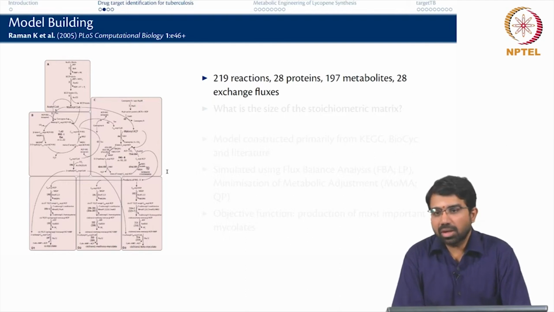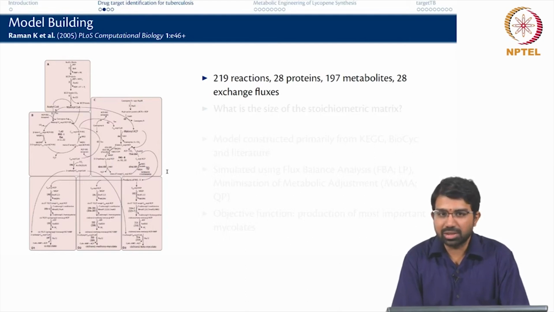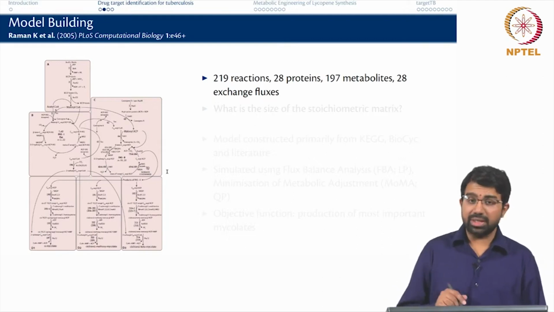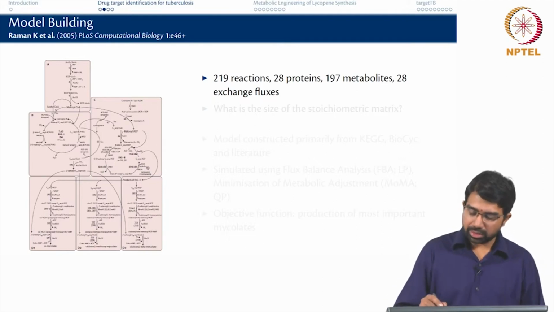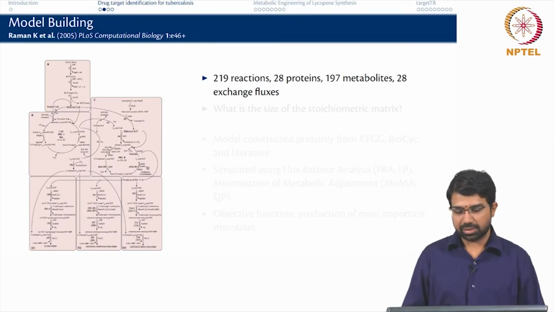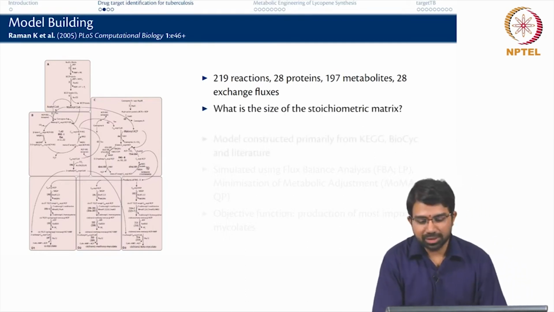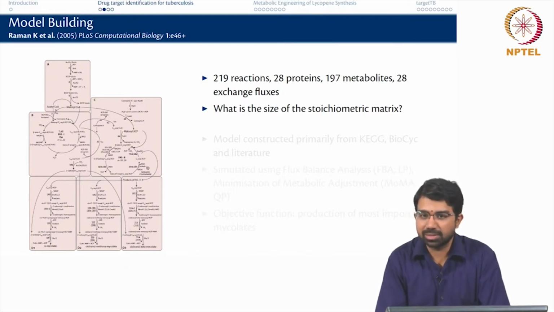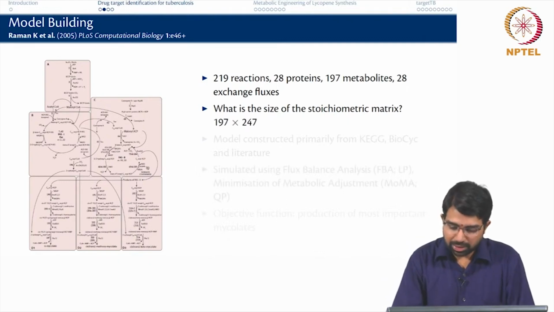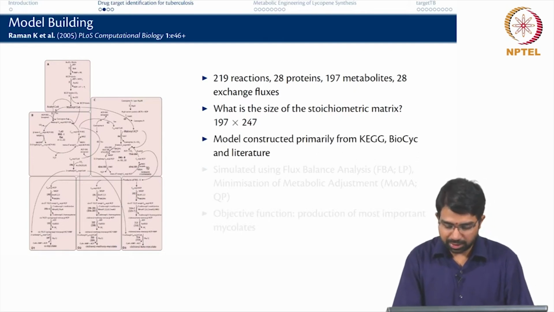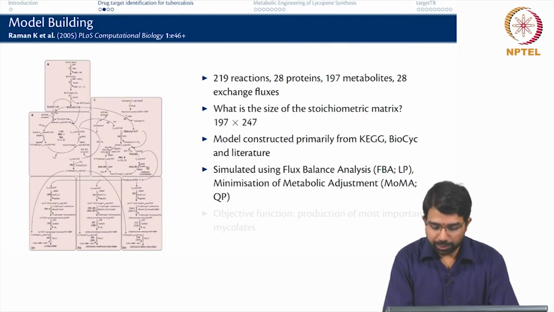So, what we did was, the first obvious task is to go and reconstruct the pathway, which means go through a lot of literature and databases and figure out what all the reactions are. We identified about 219 reactions in just this pathway alone, with about 28 proteins, 28 enzymes, 197 metabolites and 28 exchange fluxes. So, what is the size of the stoichiometric matrix? It is going to be 197 cross 219, but you have to add the exchange fluxes as well, which will make it 247. So, 197 cross 219 plus 28, which is 247. The model was primarily constructed from KEGG, BioCyc and literature, and simulated using FBA and MoMA.